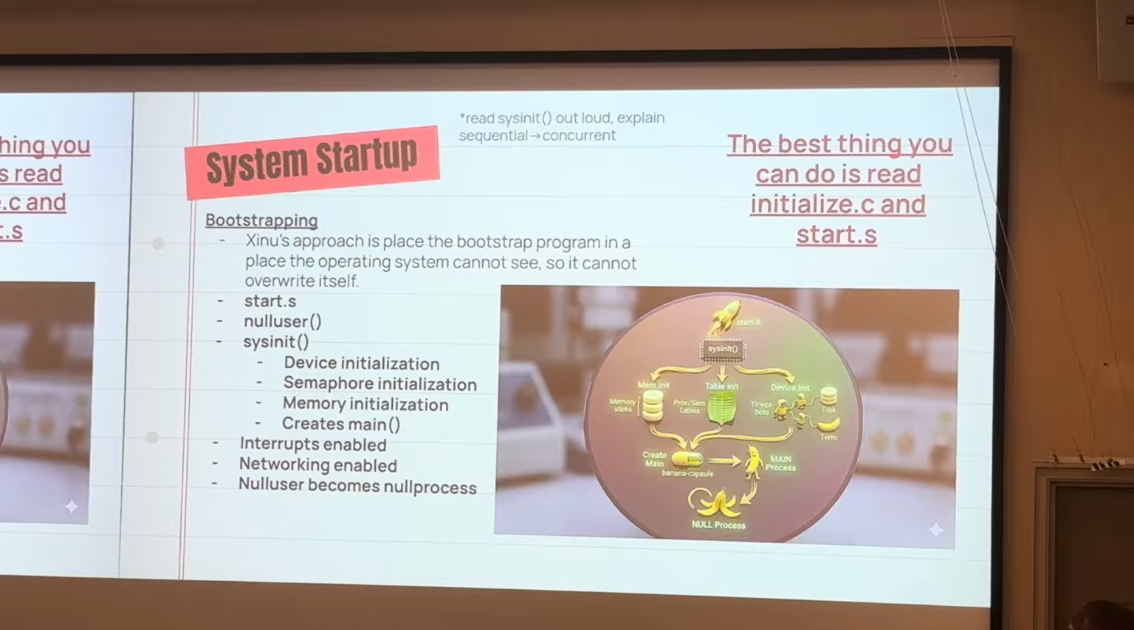Again, like I just went through, understanding the bootstrapping process, understanding, oh, what's the first program that runs in the system? Boom, easy question, easy points right there. Just going through, and this is the process, by the way. This is the way that things run. You go start, you go null user, then null user runs sysinit, it initializes everything in order, and then you go get interrupts enabled, because you can't have interrupts enabled whenever you're doing all this, because things will start interrupting. And then you do networking, and then null user becomes a null process.